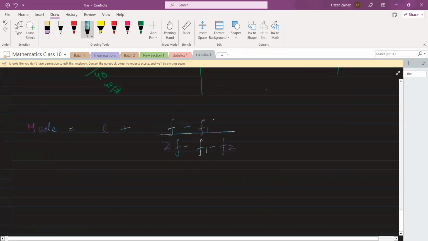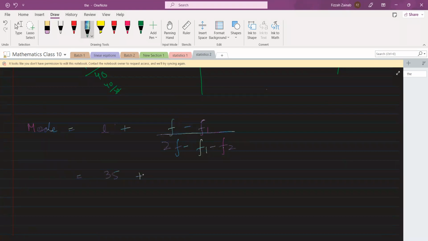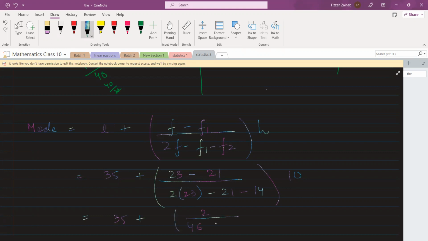Now let us put everything. How much is L? 35. How much is the frequency of the modal class? Sorry, into H was also there. Come on, tell me. 23 minus F1, 21, divided by 2F, that means 2 into 23, minus F1, which is 21. How much is F2? 14. And then your H is 10. So 35 plus 2 divided by 2 into 23 is 46, and this you can add: 21 and 14 make 35, minus 35, and into 10.